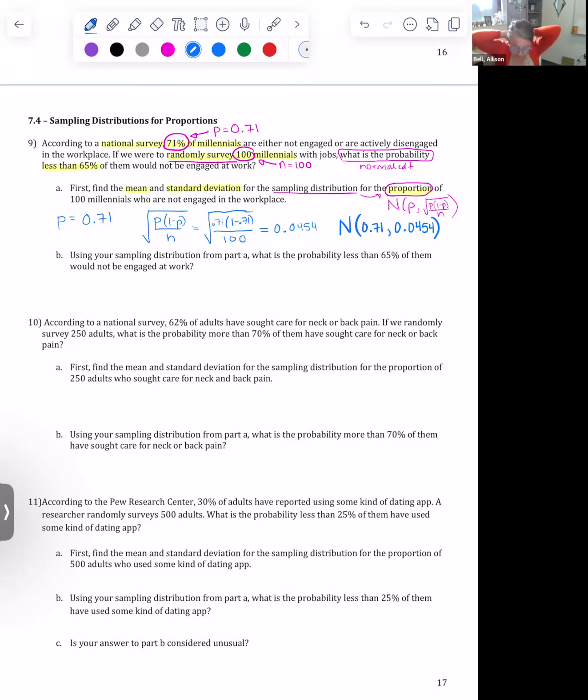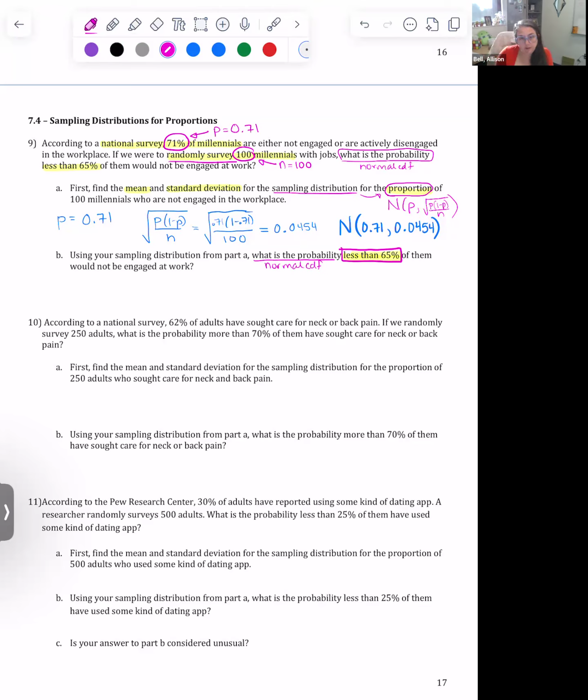Let's look at letter B. Now it says, using your sampling distribution, that's the normal model we just found from part A, what is the probability? So that says to use normal CDF, right? That's that language. Here are our keywords: less than 65% of them would not be engaged at work. So again, this language right here, what is the probability, is telling us to use normal CDF. And this language is telling us whether we are being given an upper bound or a lower bound.